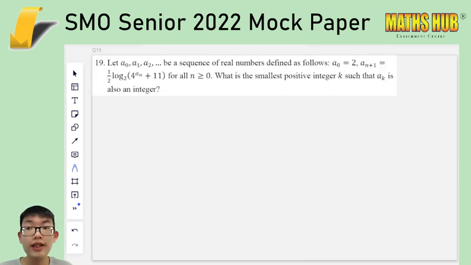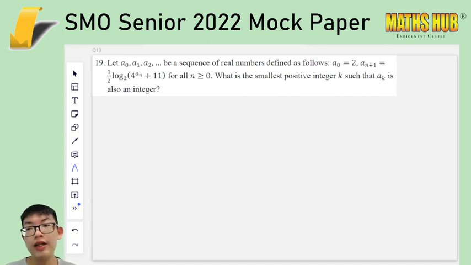Okay. Question 19. Let a0, a1, a2, and so on be a sequence of real numbers defined as follows. a0 equals 2, and then a(n+1) equals half log base 2 of (4 to the an plus 11) for all n greater than or equal to 0. What's the smallest positive integer k such that ak is also an integer? Effectively asking you, when's the next integer going to happen after the first term a0?